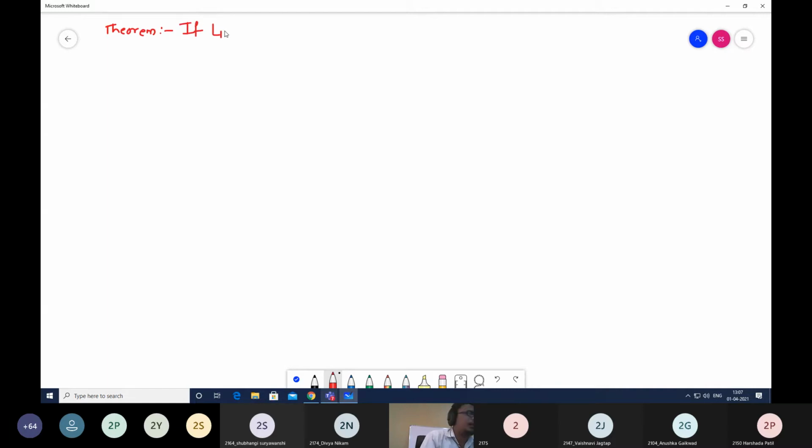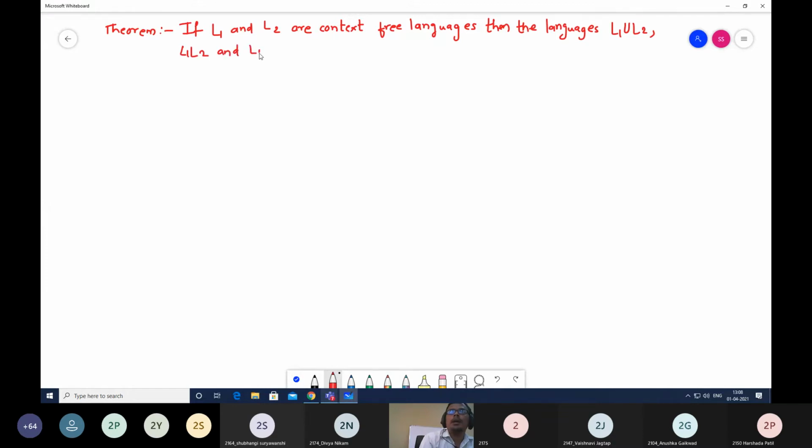If L1 and L2 are context free languages, then the languages L1 union L2, L1 L2 and L1 star are also context free languages.